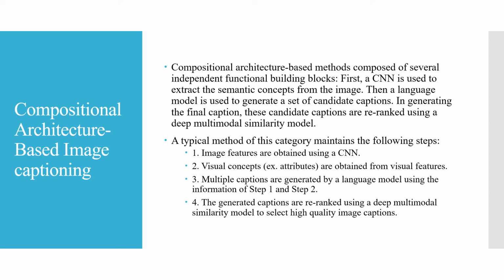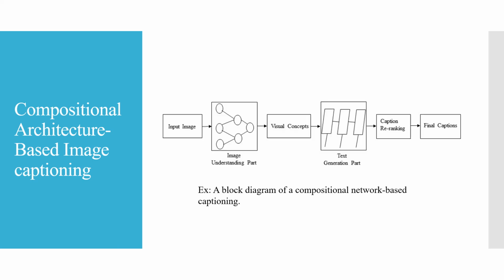A typical method of this category maintains the following steps. Image features are obtained using a CNN. Visual concepts are obtained from visual features. Multiple captions are generated by a language model using the information of step 1 and step 2. The generated captions are re-ranked using a deep multimodal similarity model. Select high-quality image captions. Compositional architecture-based image captioning. A block diagram of a compositional network-based captioning.